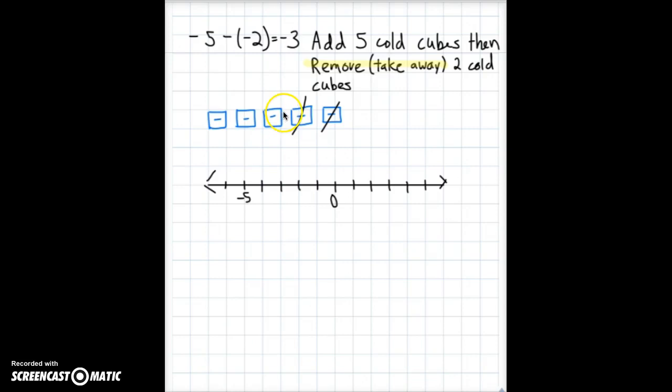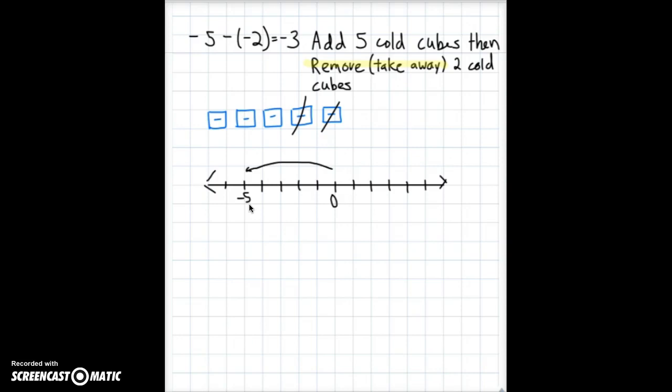So the first instruction tells us we're going to add 5 cold cubes, which we've done here. And since it's cold, the temperature is going down or to the left on the number line. So we can show that using an arrow pointing to the left.